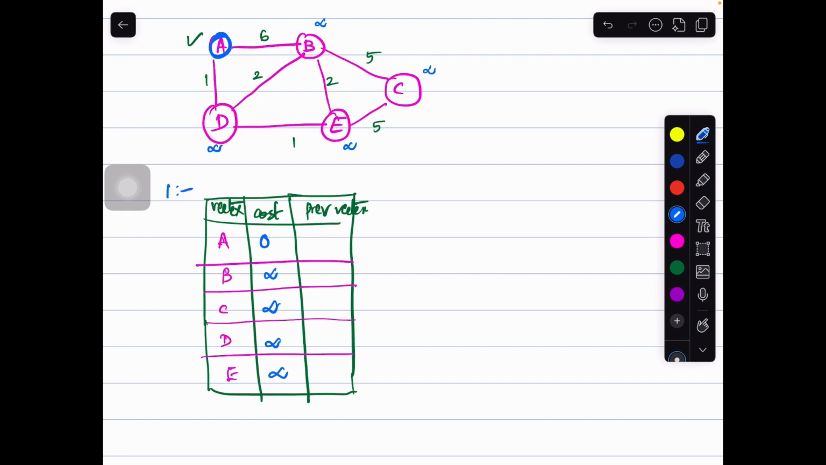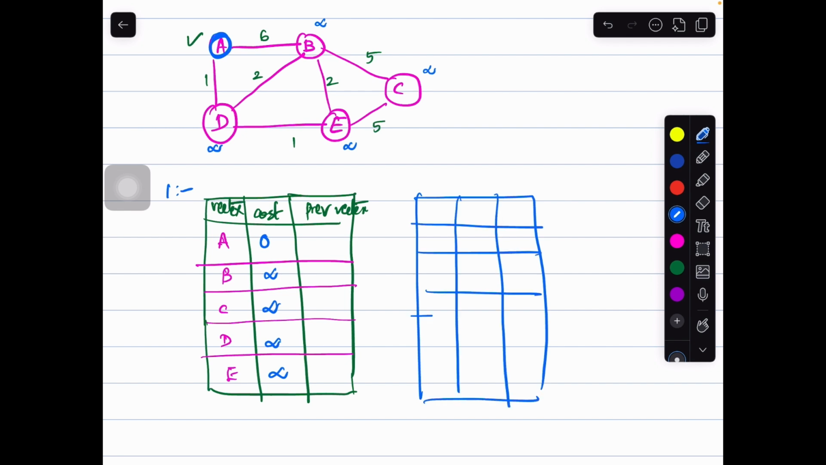Now let us look into the table and find out that we have to start from node A. From node A, what are its neighboring nodes? The neighboring nodes are B and D. So let us fill up the table. Let us again draw the table with 3 columns, with nodes A, B, C, D and E, and the headings vertex, cost and previous vertex. Now just look at node A. Its neighboring nodes are node B and node D, right?